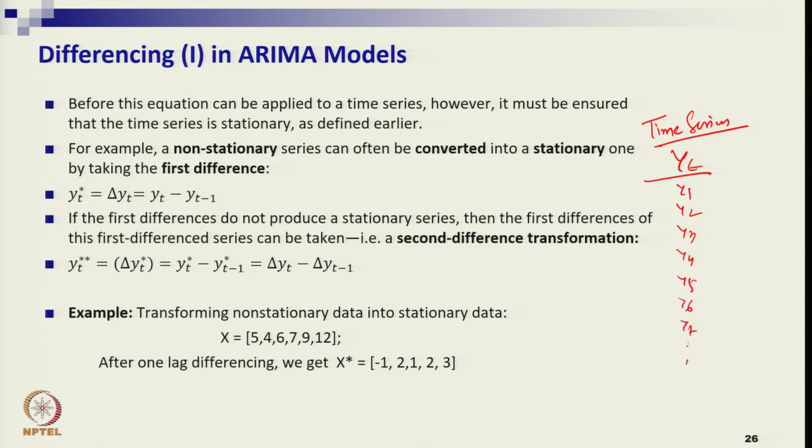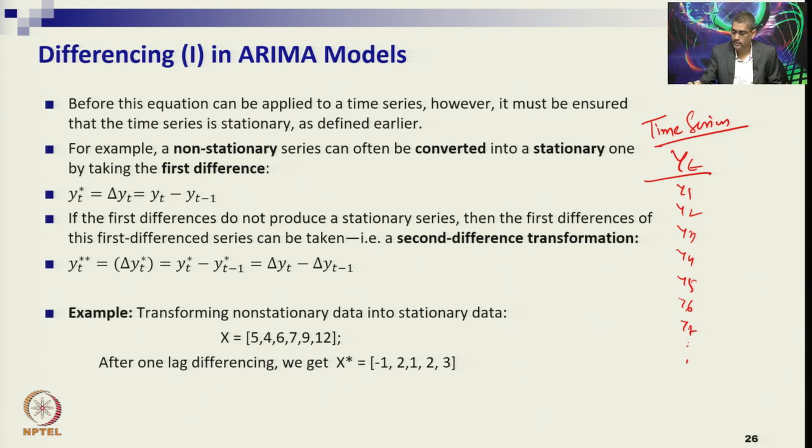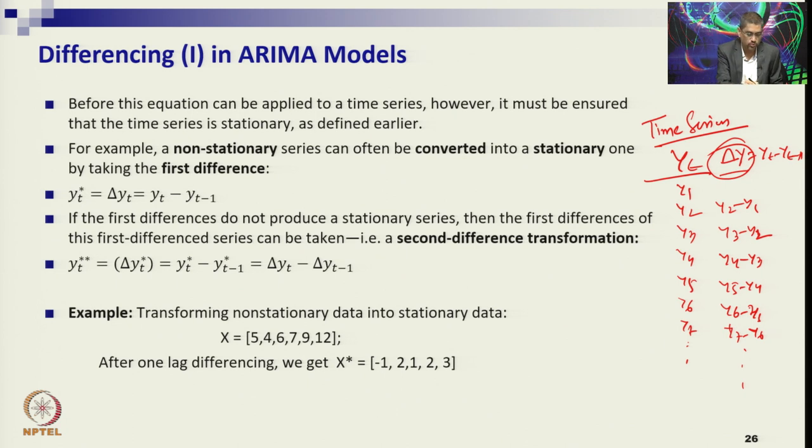You have the data. Now if you take a differencing of that, say delta y equals y_t minus y_(t-1), it is nothing but y2 minus y1, y3 minus y2, y4 minus y3, y5 minus y4, y6 minus y5, y7 minus y6, and so on. This is called delta y or delta y_t, or sometimes people define it as y_t star, whatever you want. So this is the difference you need to use.